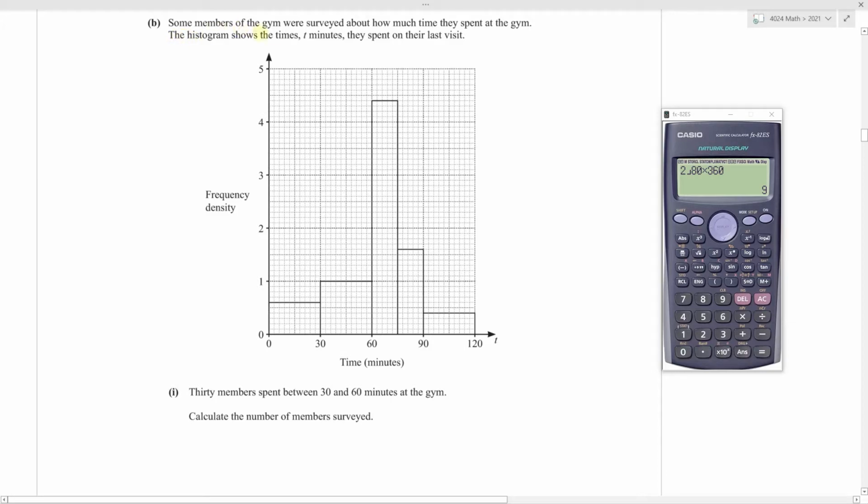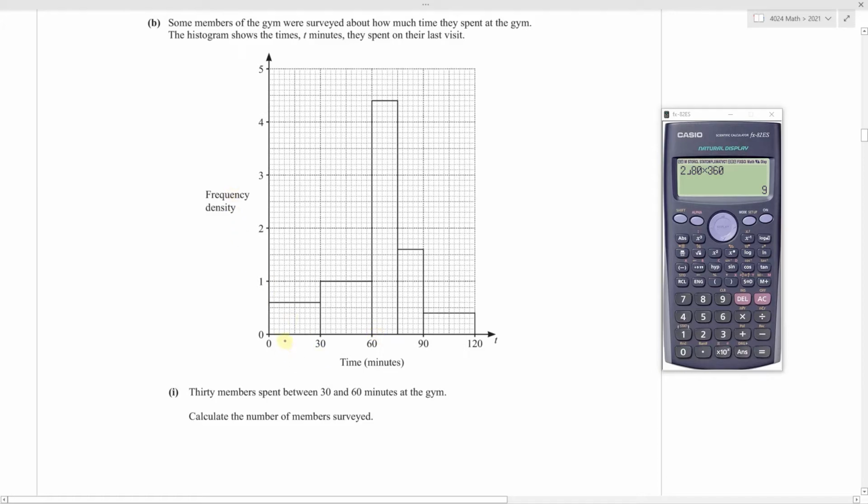Part B: some members of the gym were surveyed about how much time they spent at the gym. You are given the histogram. The x-axis is time in minutes, and the y-axis is frequency density. 30 members spent between 30 and 60 minutes at the gym. Calculate the number of members surveyed, the total members represented in this histogram.